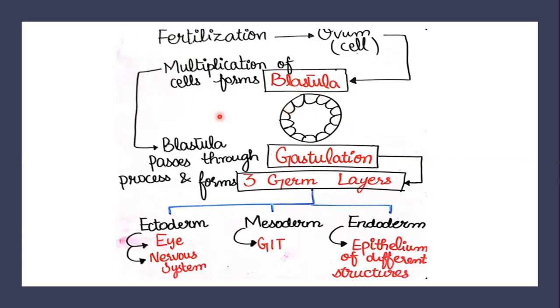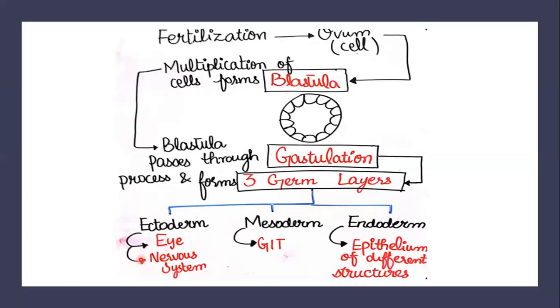So the blastula passes through the gastrulation process. This gastrulation process forms three germ layers, right? After fertilization, the ovum cell multiplies and forms the blastula. That blastula passes through gastrulation and forms three germ layers. These germ layers are ectoderm, mesoderm, and endoderm. Now, what do these layers help to form? The ectoderm helps to form the eye and major nervous systems, right? Central and peripheral nervous systems.